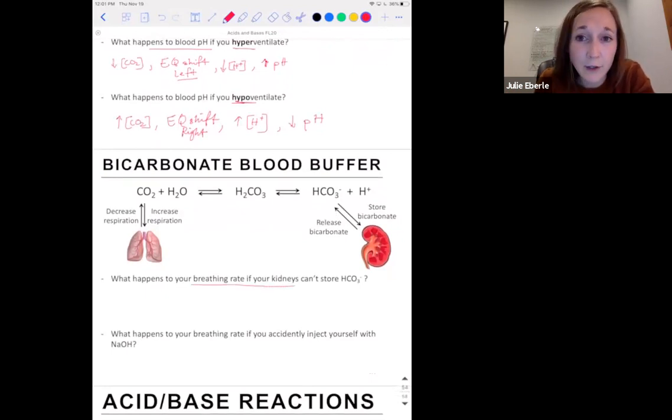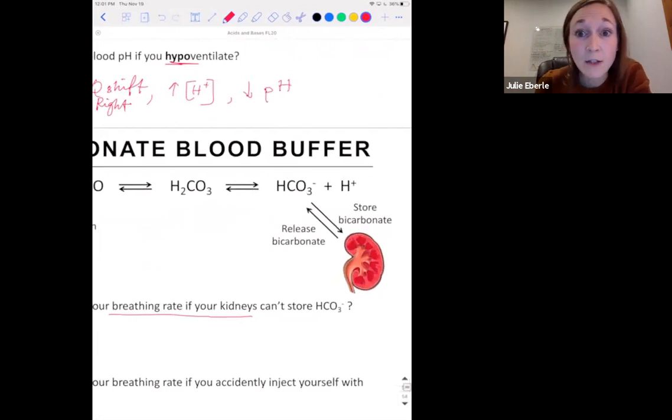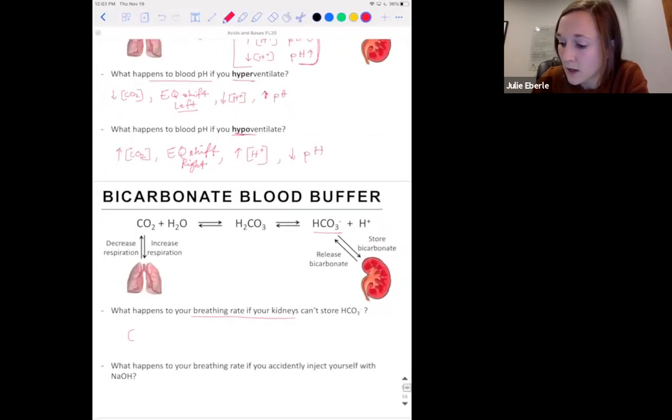So if you have kidney failure, and that's what kidneys do, they pull bicarb out, or they dump it into the blood when we need it. So if we can't store it, meaning we need to store it, that's what our body's needing us to do. It's just that our kidneys can't. So what's going to happen to the amount of bicarb if we cannot pull it out of the blood and store it in the kidneys? What will happen to the concentration of bicarb, HCO3 minus, in our blood?